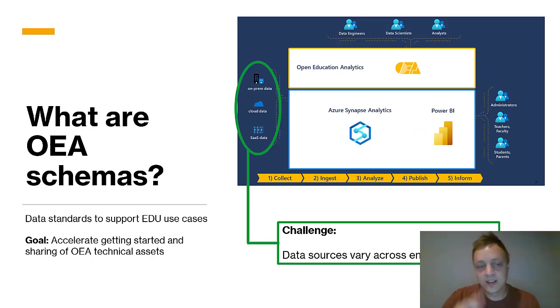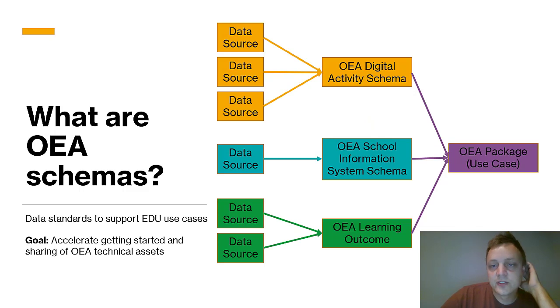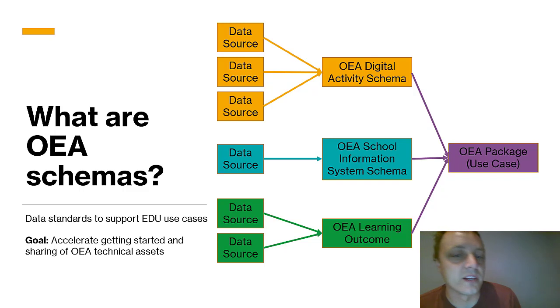The major challenge that OEA schemas try to tackle is that initial data sources for varying environments can differ. So how do we standardize things so that we can share in an open research environment and build assets that are transferable across different environments? And the key, I think, is to layer these OEA schemas on top of those data sources.